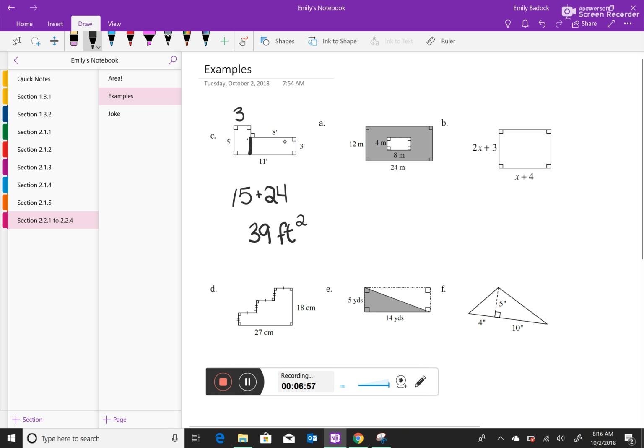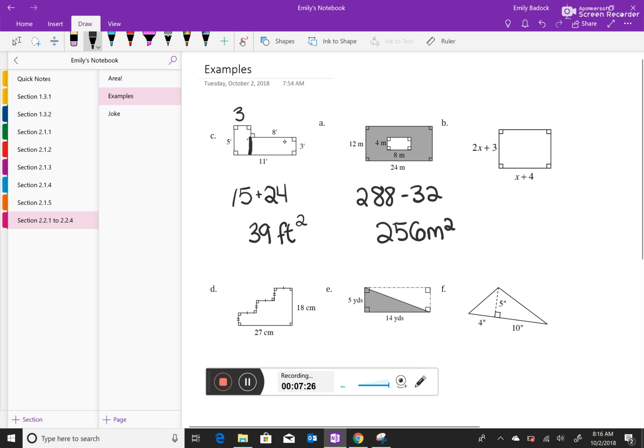So for the whole thing, the whole box, even that guy, is going to be 12 times 24, which is 288. And we want to subtract the non-shaded part, which is 4 times 8, which is 32. So 288 minus 32 is going to get me 256. Again, don't forget your measurements. It's going to be meters squared.